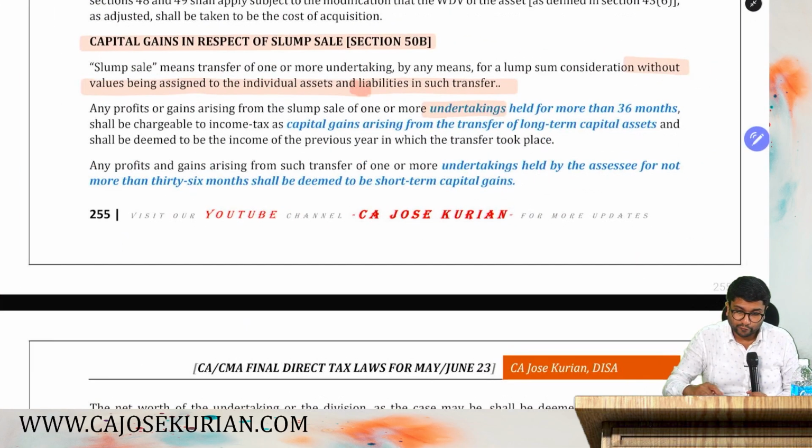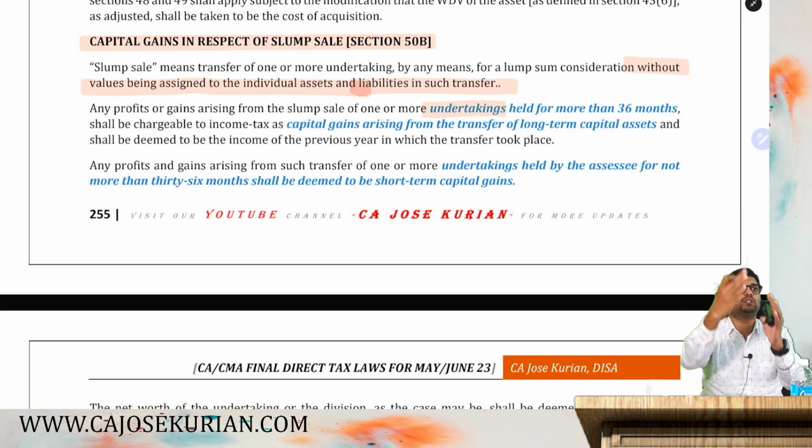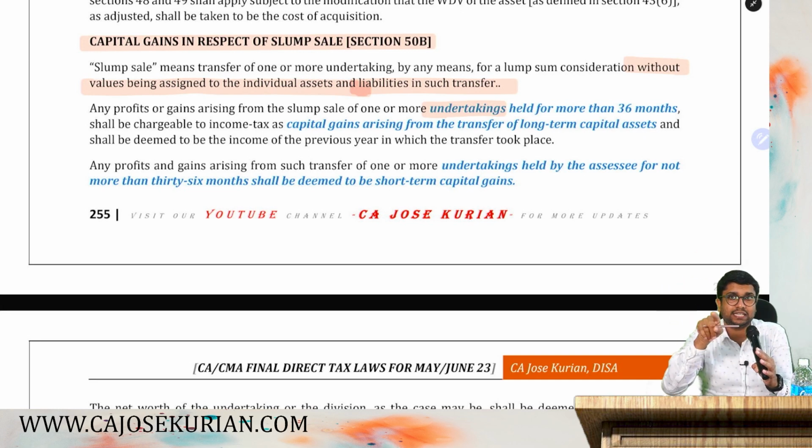You require full value consideration to compute the slump sale taxability. What is full value consideration normally? You tell me. What do you mean by full value consideration in normal, common layman's language? It simply means the value that I got when I sold the undertaking to the other party. In our example, it is 100 crore.